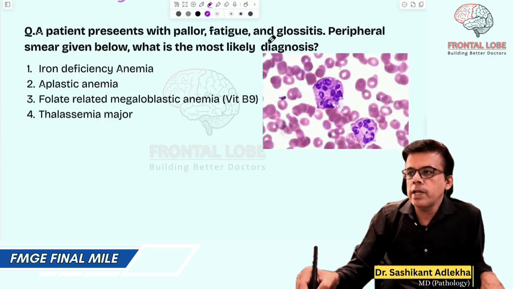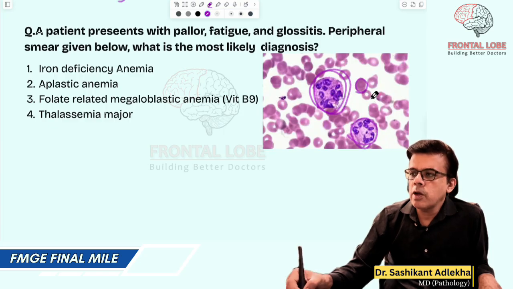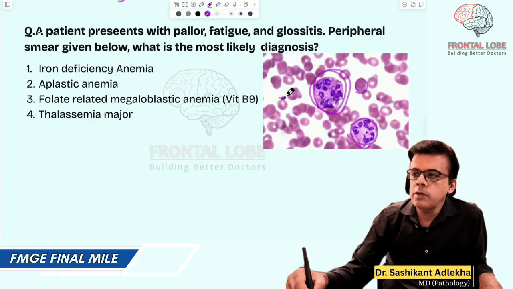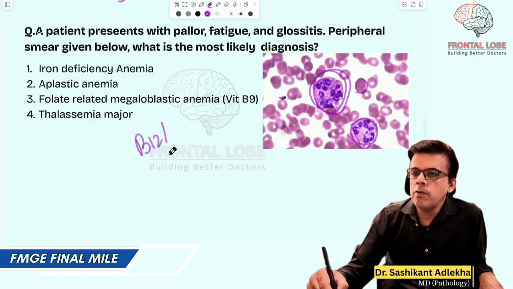Patient presents with pallor, fatigue and glossitis, peripheral smear given below. Which is the most likely diagnosis? Here you can see hypersegmented neutrophils, almost 10 to 12 lobes are seen, and some large macrocytes, occasional macro-ovalocytes are seen, but the hypersegmented neutrophil is the classical feature. This is the early sign. Here the macro-ovalocytes are not very conspicuous, but hypersegmented neutrophils are the early feature of megaloblastic anemia. Megaloblastic anemia is due to either B12 or folic acid.